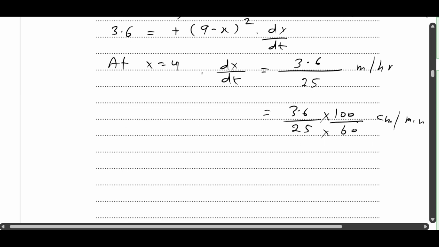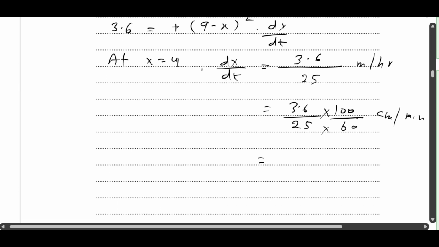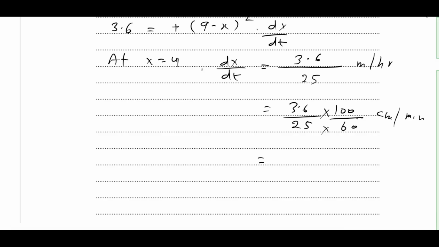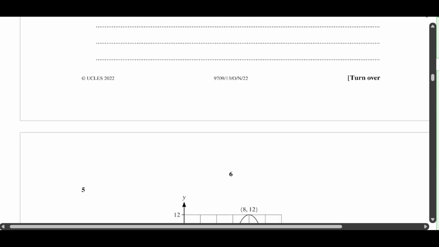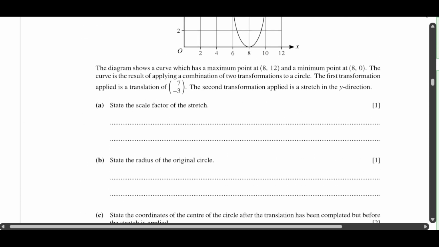So okay, let us use the calculator. 3.6 multiplied by 100 divided by 25 multiplied by 60. So 0.24. So it is 0.24 centimeter per minute. Okay, the unit also you need to keep in your mind.